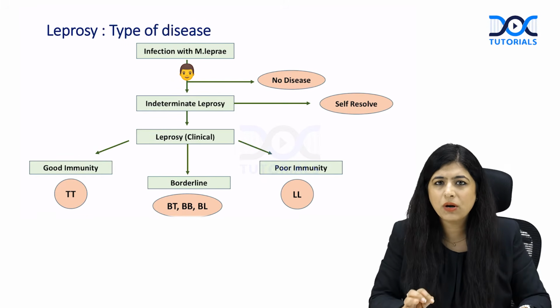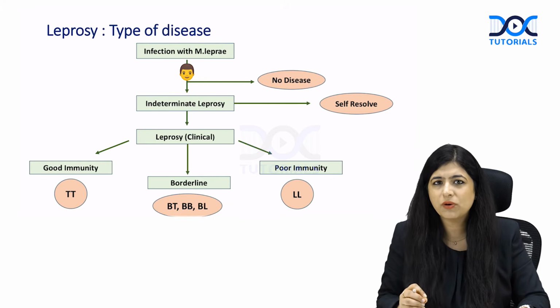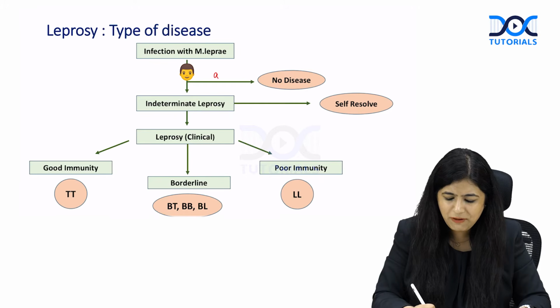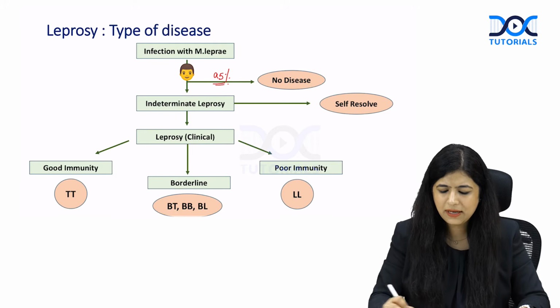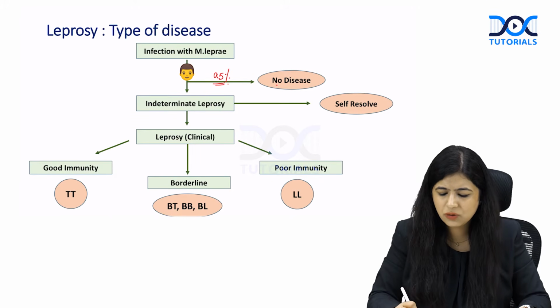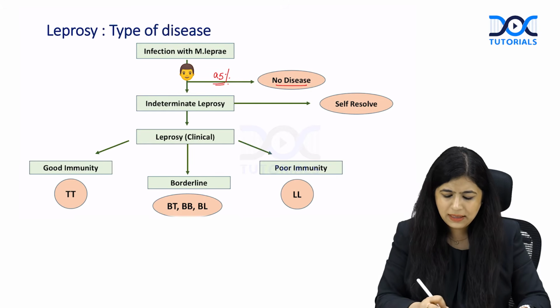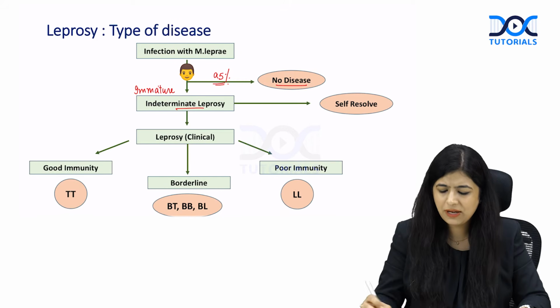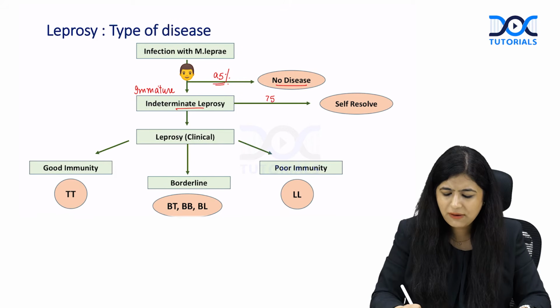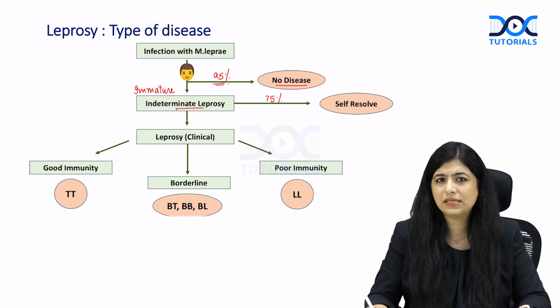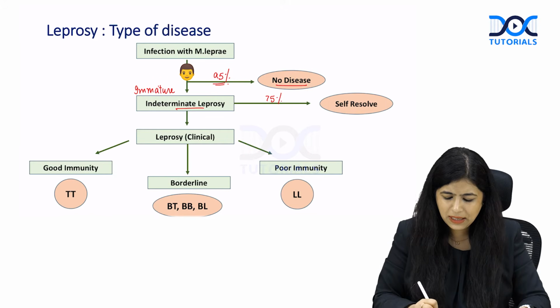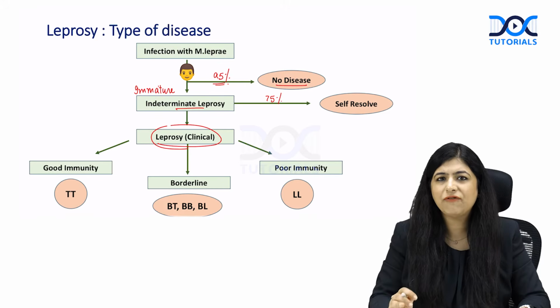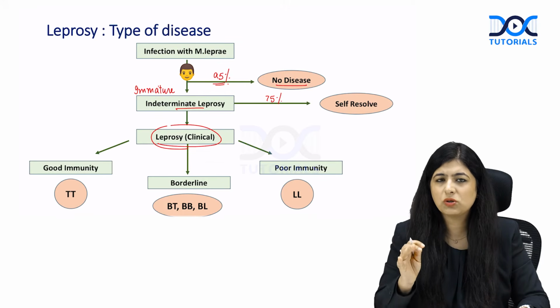Like with all mycobacteria, where the host immune response decides the clinical features, here also it is the same. In 95% of the patients where the bacteria enters, the body will kill the bacteria and no disease will develop. In the remaining, where the immunity is still not decided, it is immature, indeterminate leprosy can develop, which in 75% of the patients will self-resolve. In the remaining, it goes on to develop manifest leprosy, that is the clinical features of leprosy.